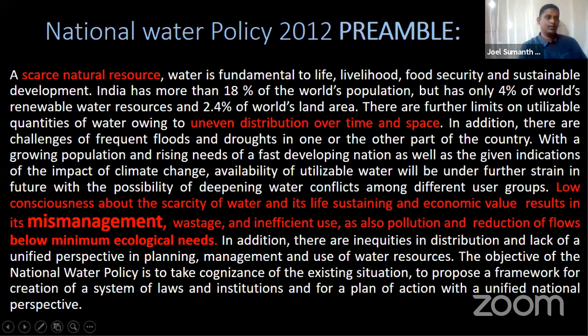And next, the preamble says low consciousness about scarcity of water. So most of us do not understand, or at least have a scientific understanding of, what water scarcity means, and what it is leading to, and it is sustaining an economic value resulting in its mismanagement. So one of the biggest challenges of water is not water availability, but water mismanagement.